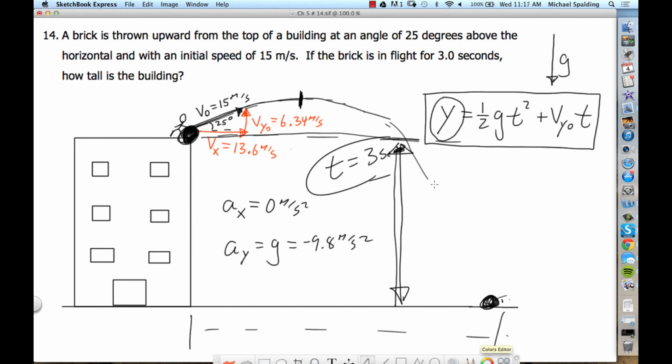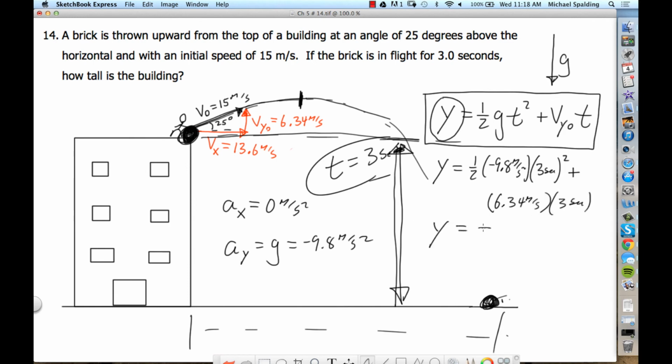So check it out. We go, okay, y equals 1/2. Now what's g? Negative 9.8. Time in the air is what? 3 seconds squared. Plus, I'm going to come down here. All right, what's Vy initial? 6.34 meters per second times 3. This, and the answer is going to come out negative.